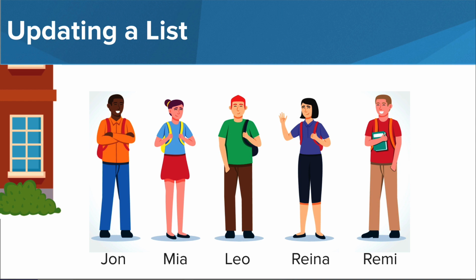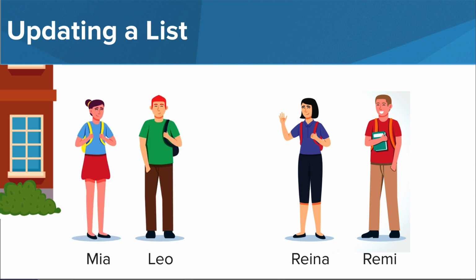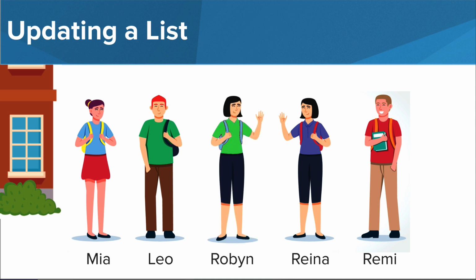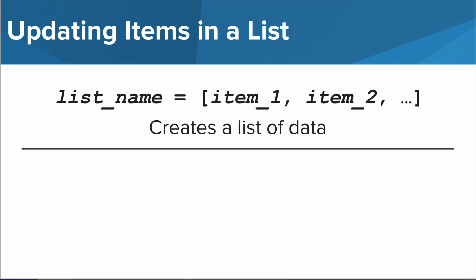Let's revisit our line of students waiting to get into the school. The school doors are open. John heads into school, and Mia and Leo move up in line. Raina spots her twin sister, Robin, and calls her over to join her in line. We had our list of students in line, but now things are all switched around. Can we update the list to reflect the new line of students? Yes, we can. Let's learn how.